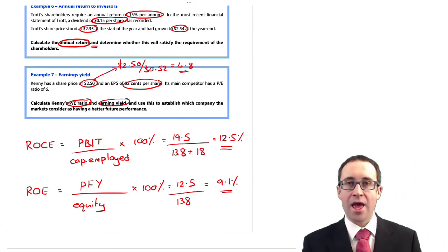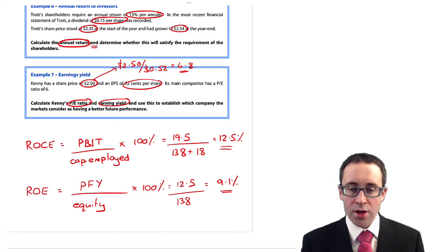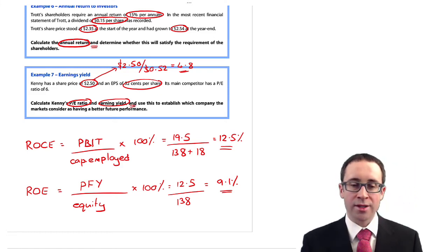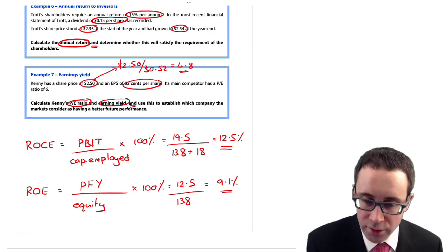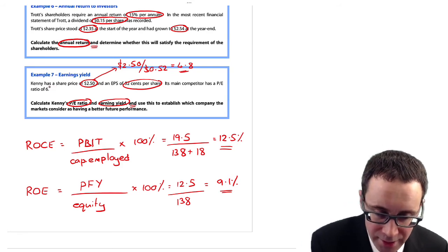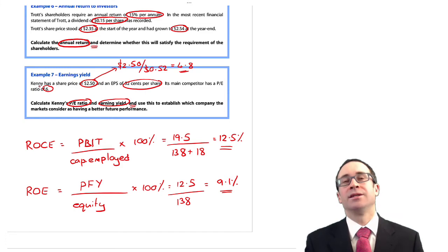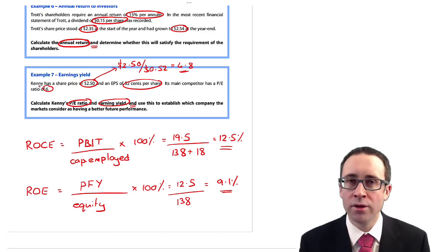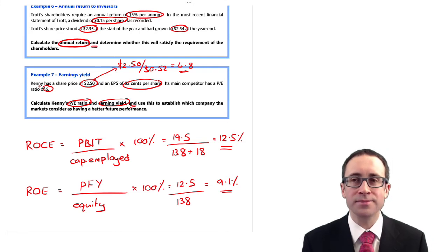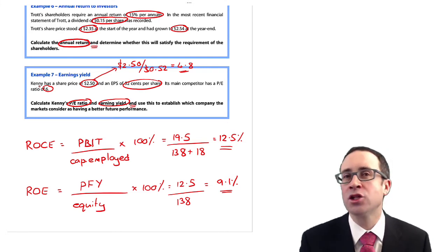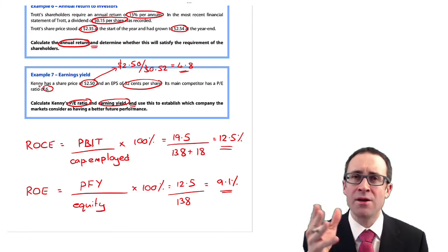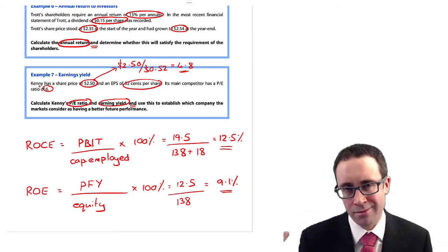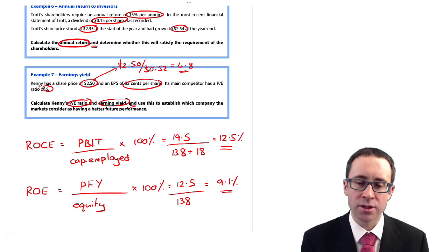Okay, excellent. Use this to establish the company which the markets consider having a better future performance. Well, our main competitor has a P ratio of 6. So remember, what your P ratio is showing is that based upon the current, most recent earnings, or the trailing 12 months. If you ever see on the website PE ratio, TTM, that stands for trailing 12 months. It's based on the historic earnings for the last 12 months.